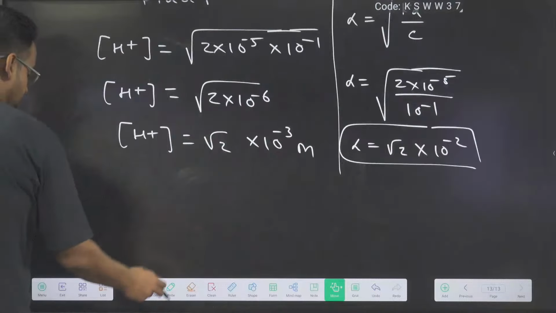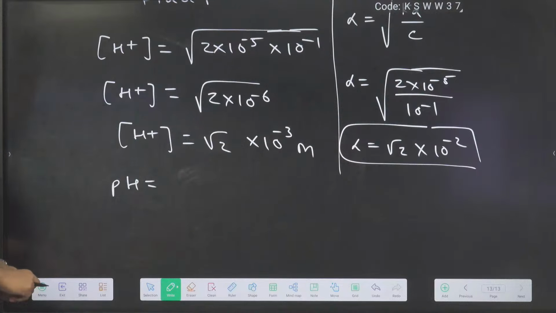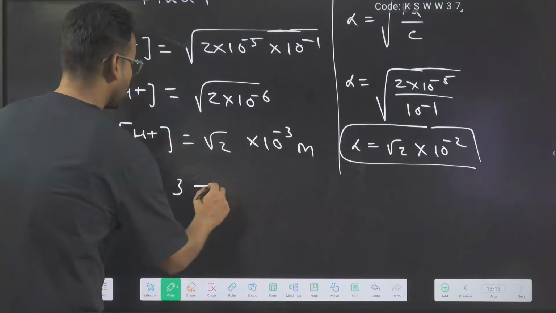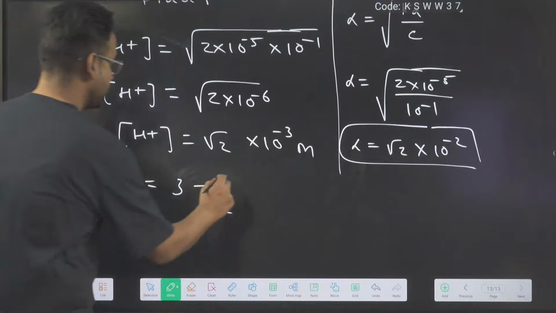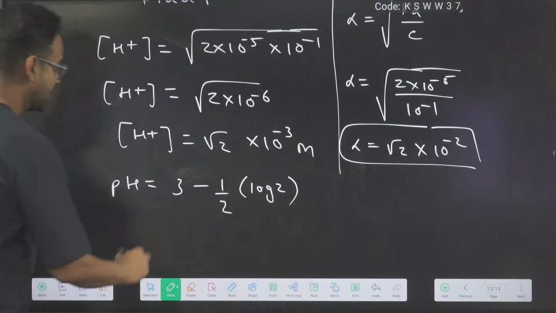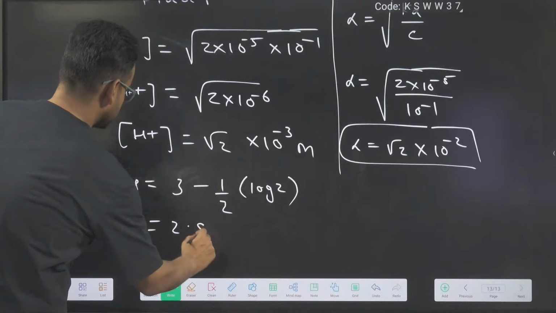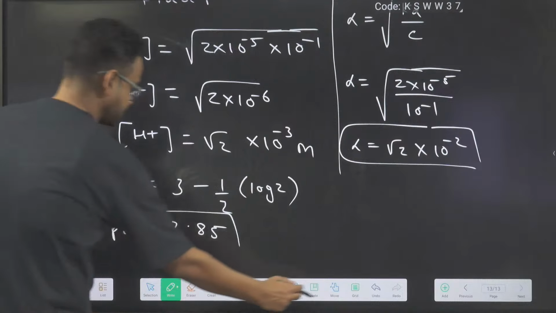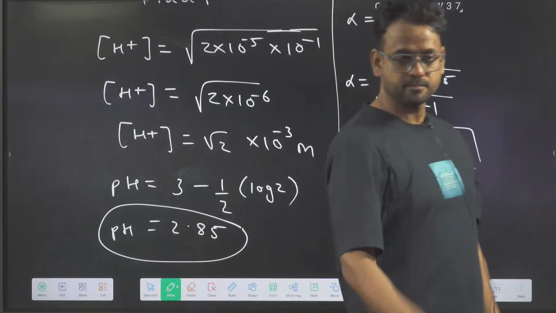Now everybody, I have to take minus log of this. So minus log of this will be 3 minus log of root 2, and you know that power comes out of the log, so this will become 1 by 2 log 2. 1 by 2 log 2 will be 0.3 by 2, 0.15. 3 minus 0.15, 2.85 is your pH. Okay, everybody?